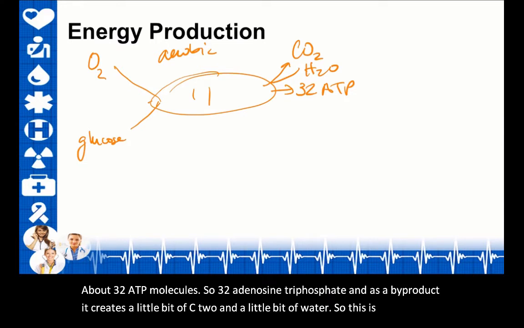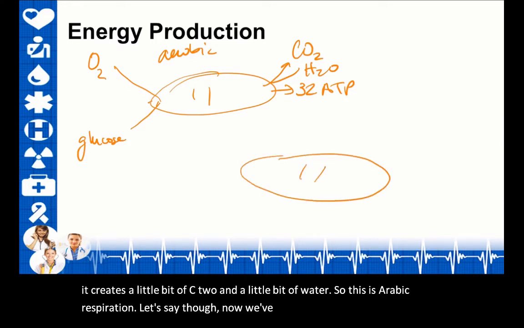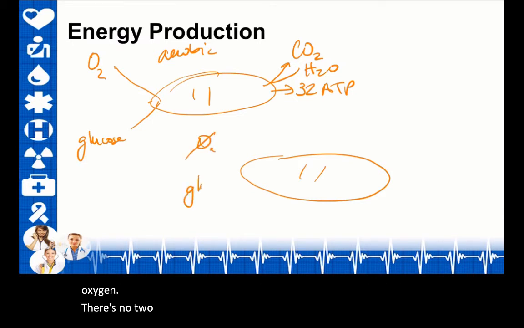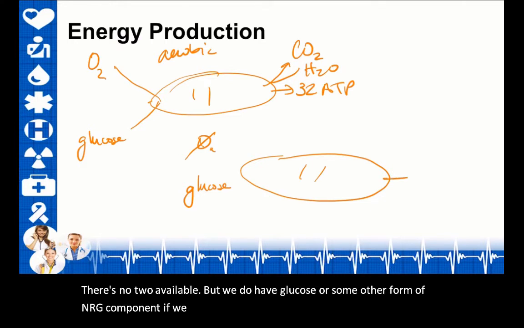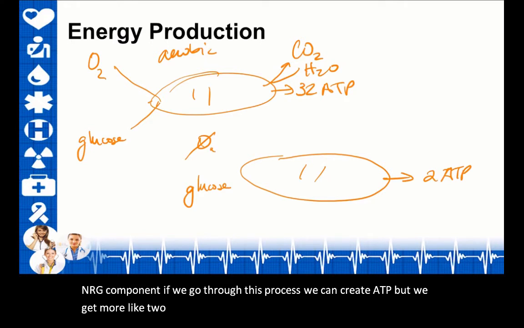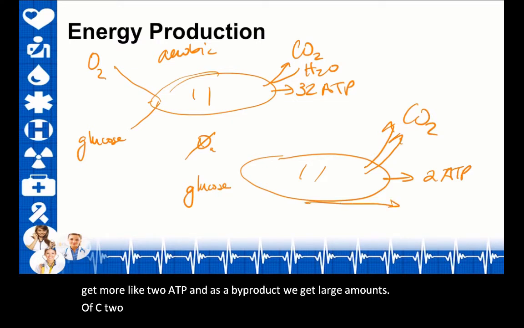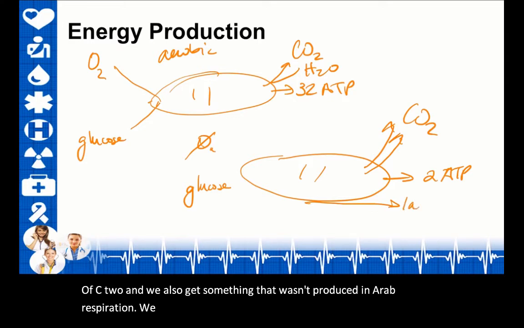Now, let's say we've got our structure, but we don't have oxygen, there's no O2 available, but we do have glucose or some other form of energy component. If we go through this process, we can create ATP, but we get more like 2 ATP. And as a byproduct, we get large amounts of CO2 and we also get something that wasn't produced in aerobic respiration: we can end up with pyruvic and lactic acid.